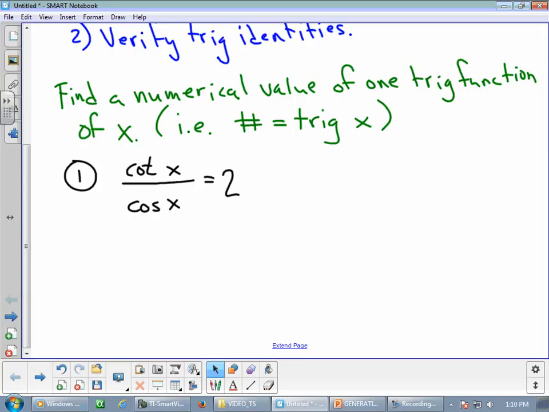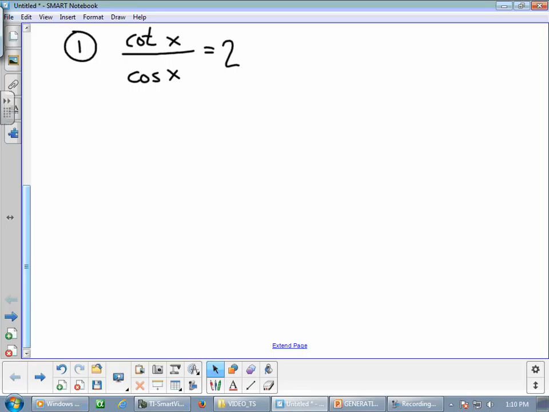Now this one's actually really nice because we already have one side being a number, 2. So how about if we just simplify the left-hand side? Do we have any funky-looking angles there? Any negative angles, or pi over 2 minus an angle, or multiple pi plus an angle? No. We do not. So how about if we try writing everything in terms of sine and cosine?